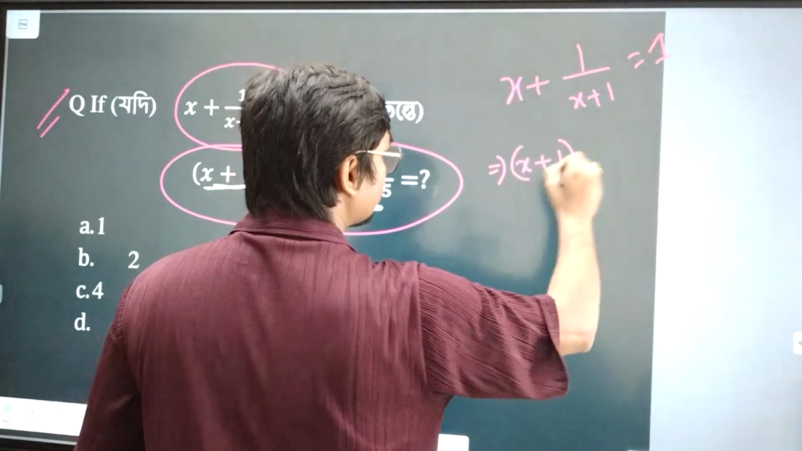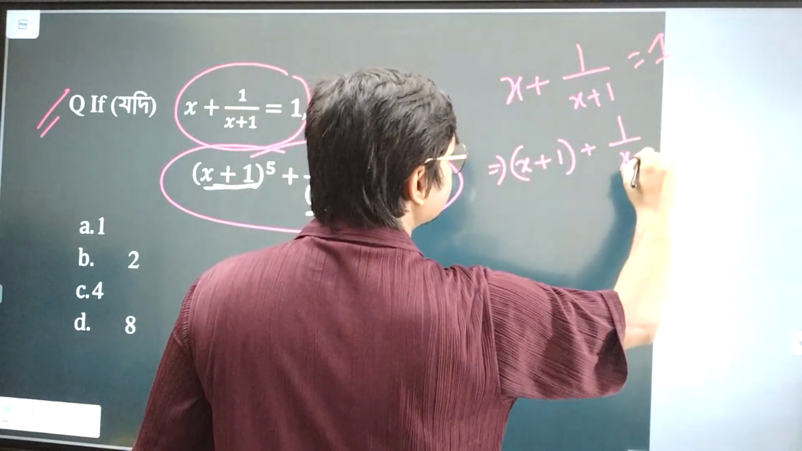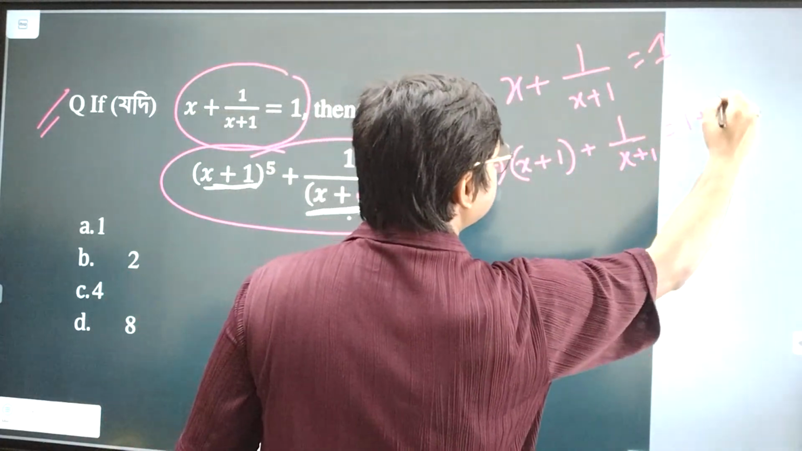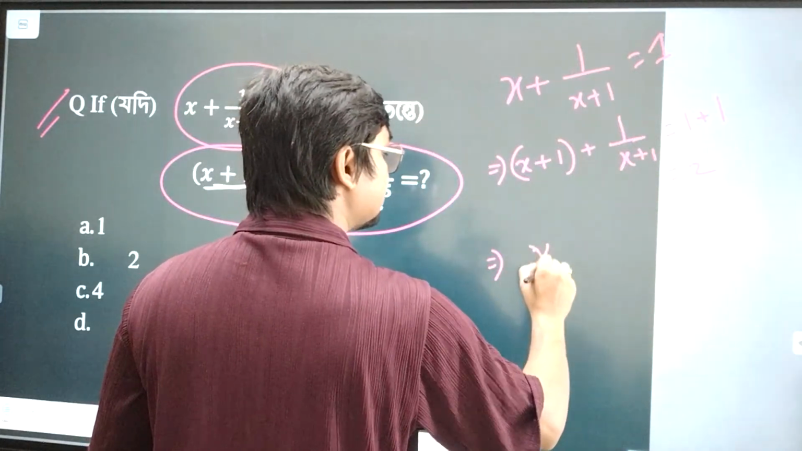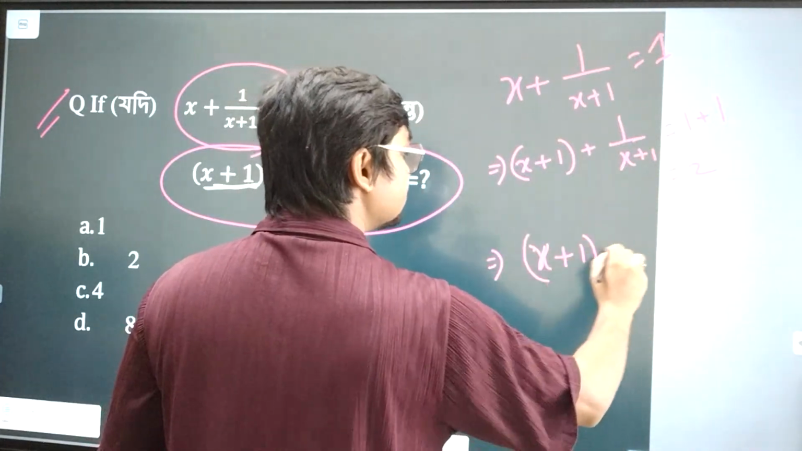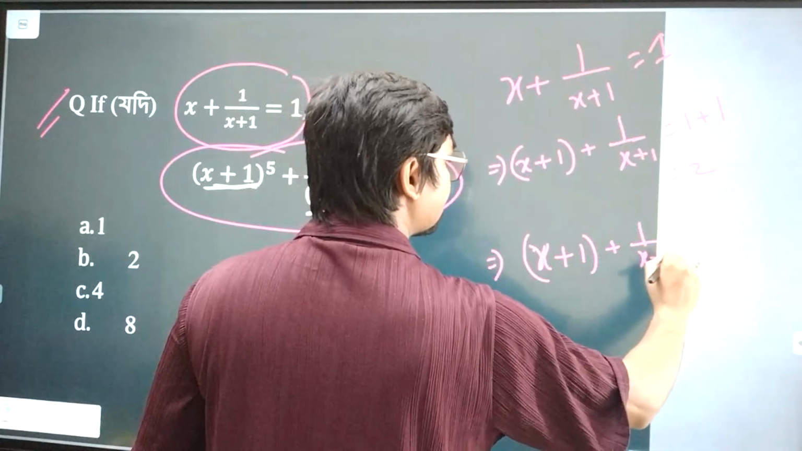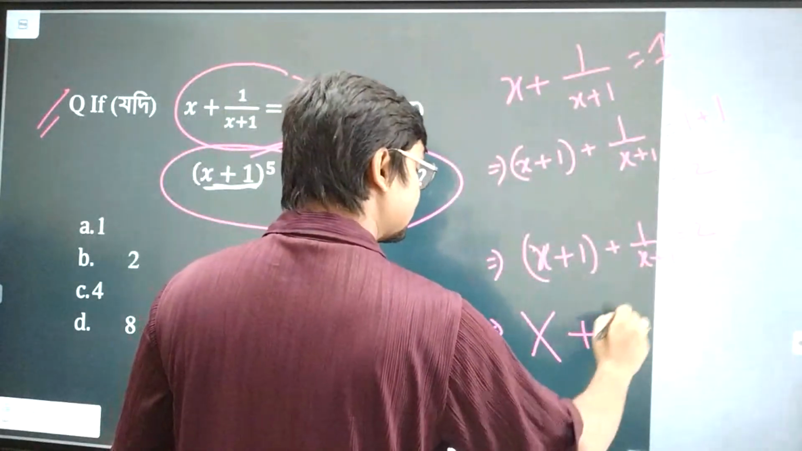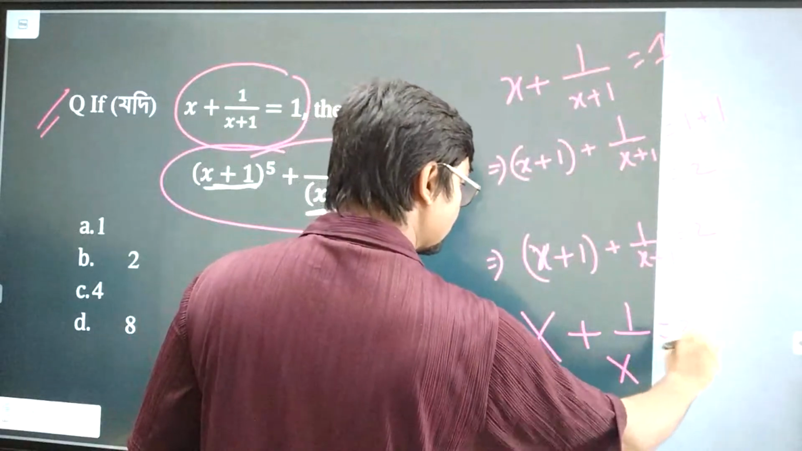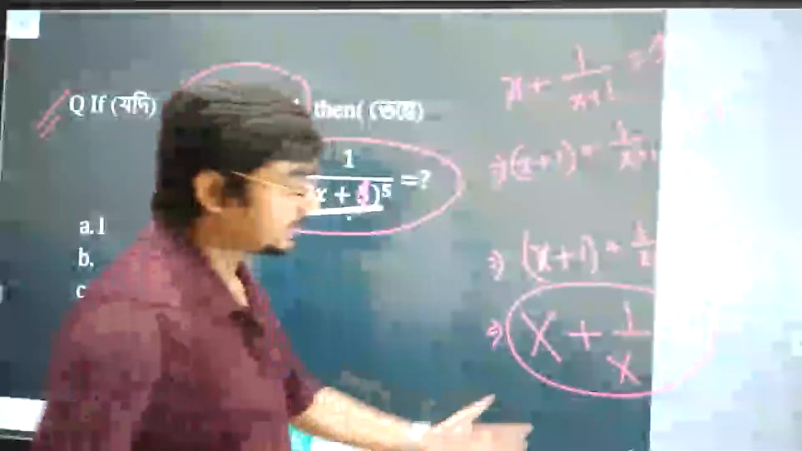So if we add 1 here, here also, you will see x plus 1, so on the right side this will be 2. So finally you see x plus 1 upon x is equal to 2. That means this is this form, right? x plus 1 upon x is equal to 2. So this is the format.